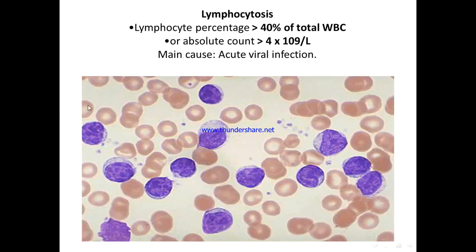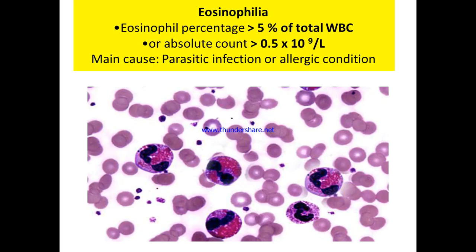This is lymphocytosis, when there's an increased lymphocyte number, more than 80% of the total white PC, or its count is more than 4,000 per deciliter. The main cause is acute viral infection, while neutrophilia, as we said, occurs in acute bacterial infection.